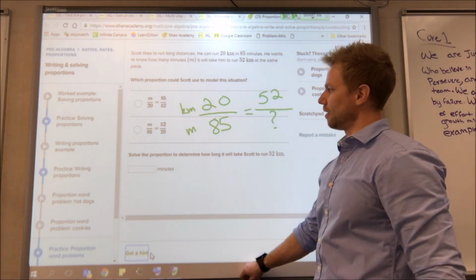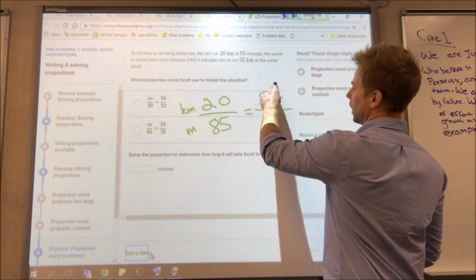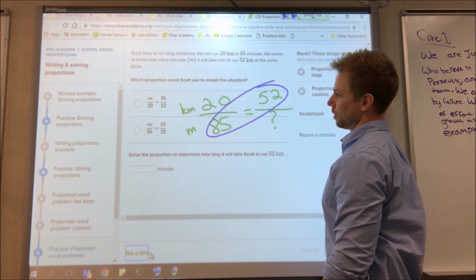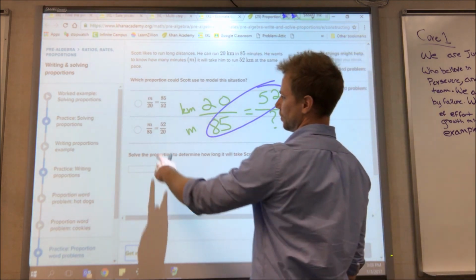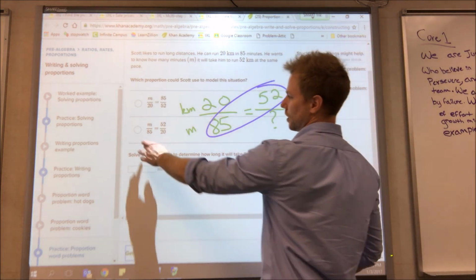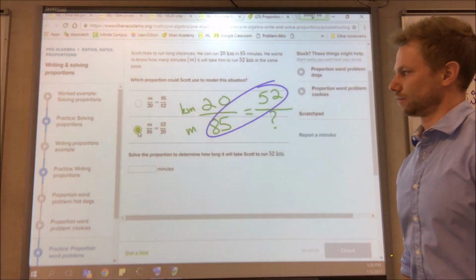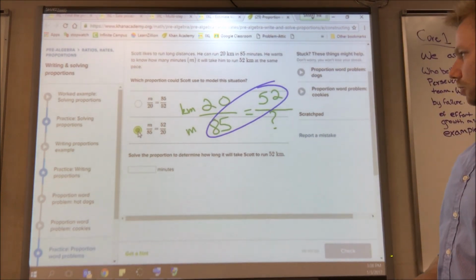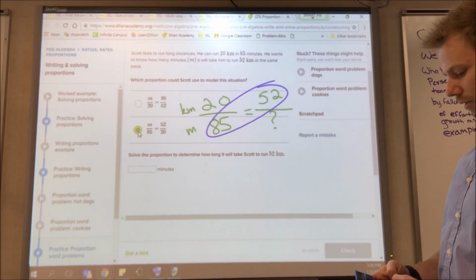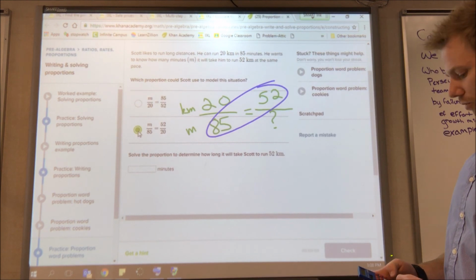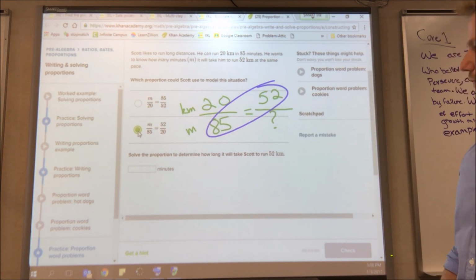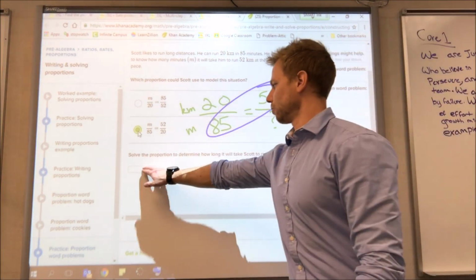Okay. Again, to figure out which proportion works, I look at which numbers are being cross multiplied, 85 and 52, which in this case is the second one. Then if I actually do the multiplication, 85 times 52 divided by 20 turns out to be 221 minutes.